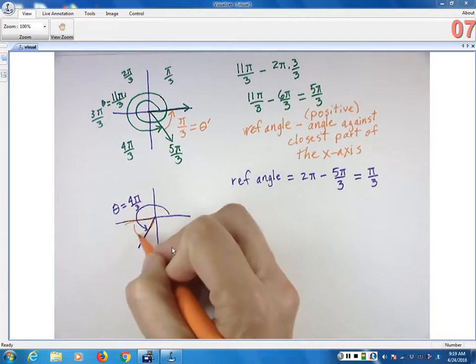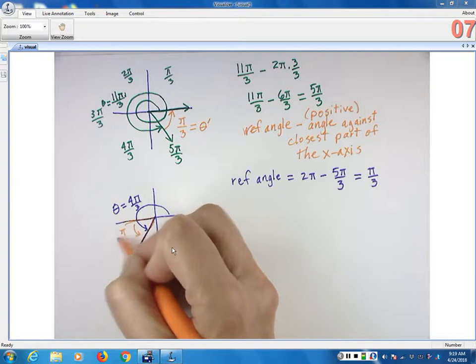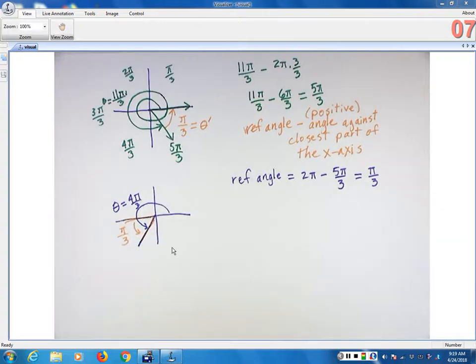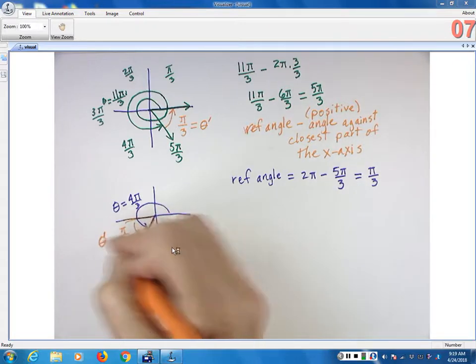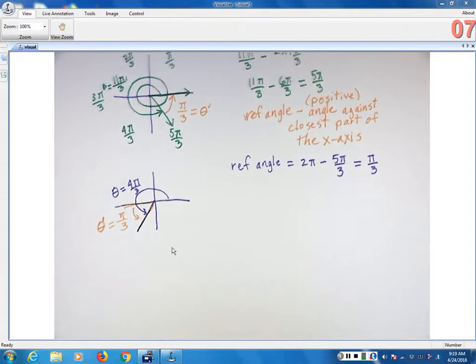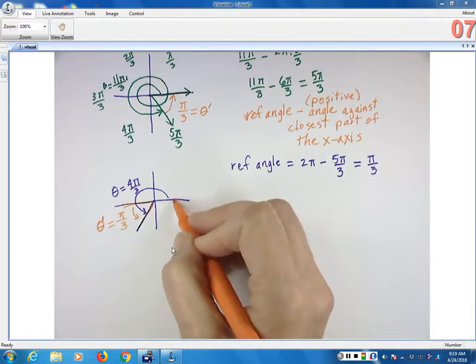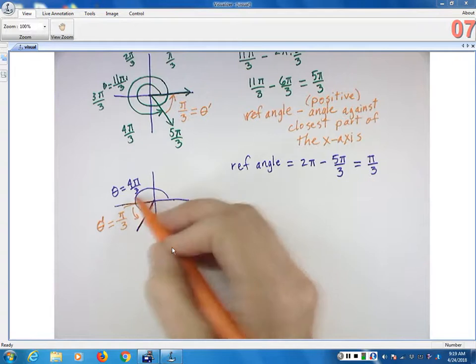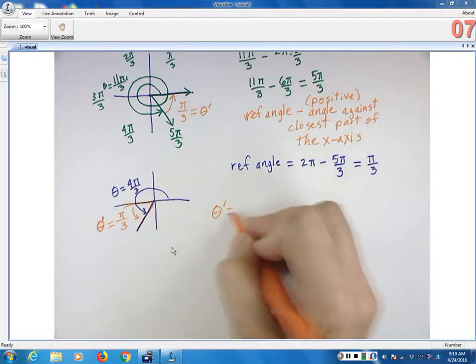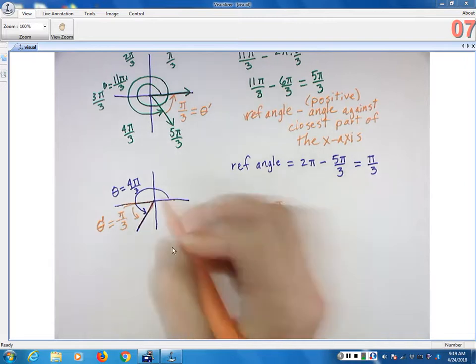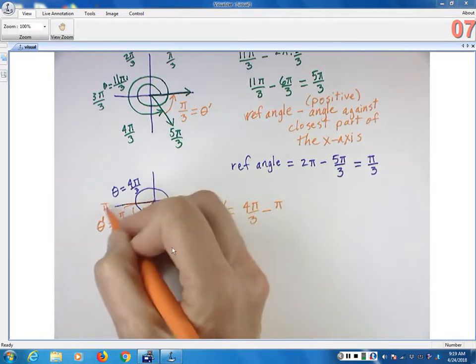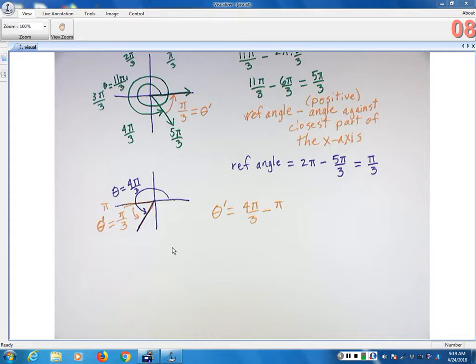Again, I need to make it positive, it's still pi over 3. If you don't want to, you don't have to show the work where you say that's theta prime. Theta prime was our reference angle. So you would find it by taking 4 pi over 3 minus pi, because this whole thing is pi. A straight angle is pi.